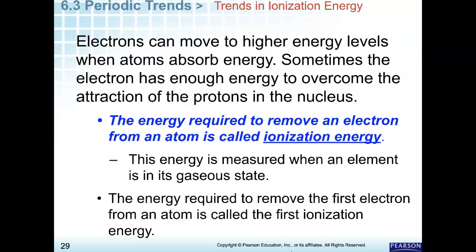So what we need to do when we're considering the trends is think about those Coulombic attractions. How far away is that outermost energy level or electron from the nucleus? And how far across the period? Do we have an increased nuclear charge because of that periodic trend? When we consider those things, it'll help us to understand the trends.